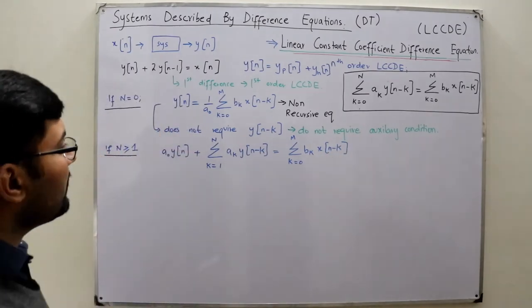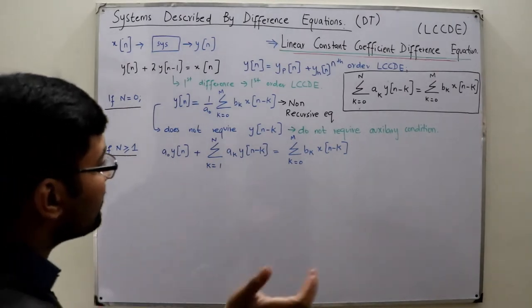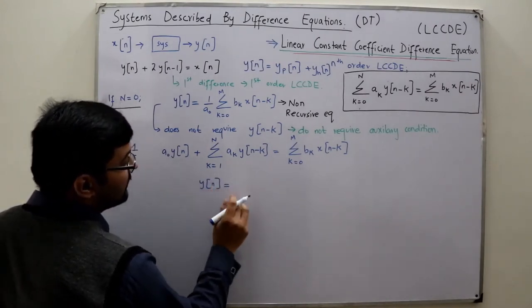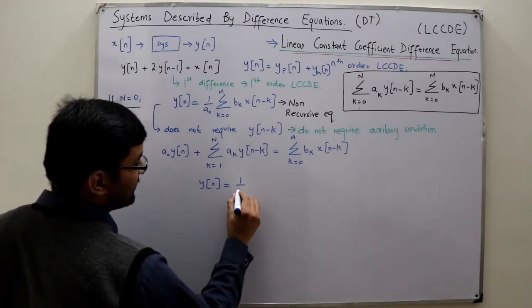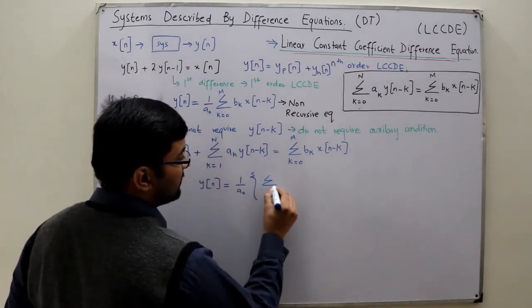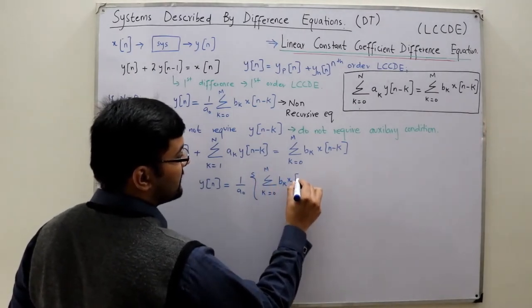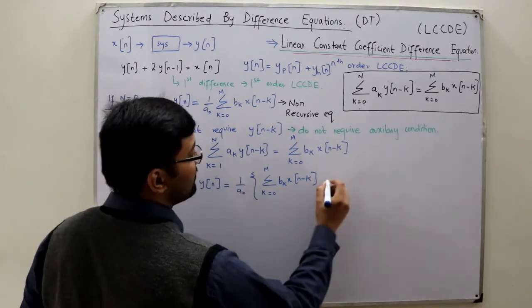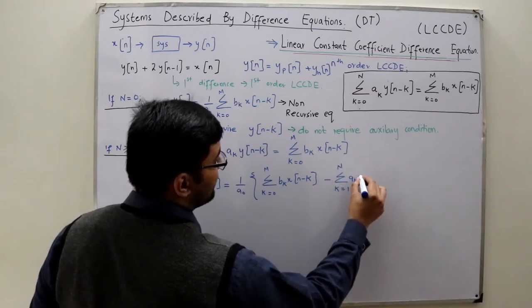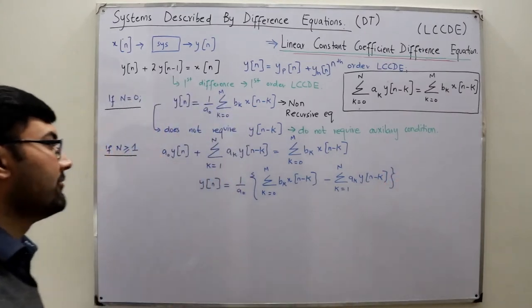Fine. Now, if you want to write it in terms of y of n, you need to shift whatever you need to do, you do it yourself. y of n is given as what? You would first of all be multiplying this 1 upon a naught with everything, and then you have this whole thing: summation k running from 0 to m bk x of n minus k, and then you have minus summation k running from 1 to n ak y of n minus k, and this is what you have.